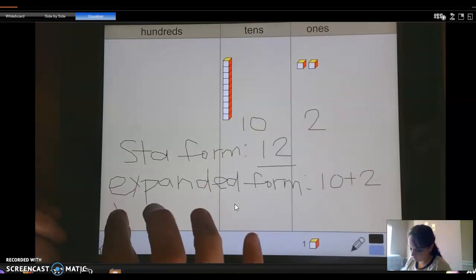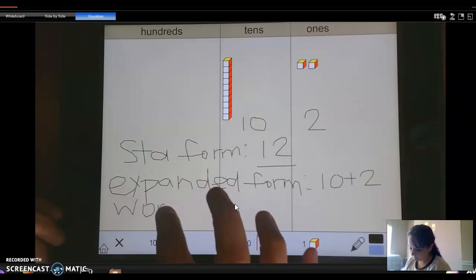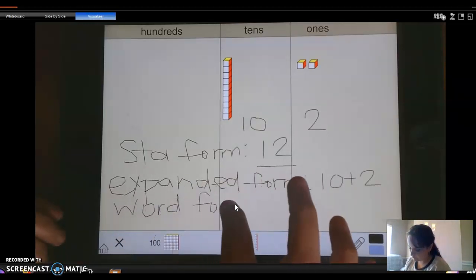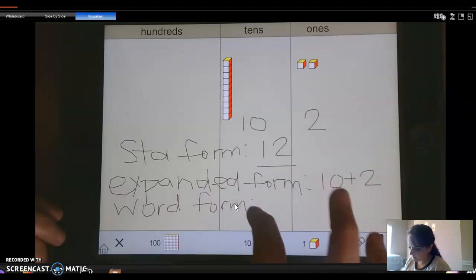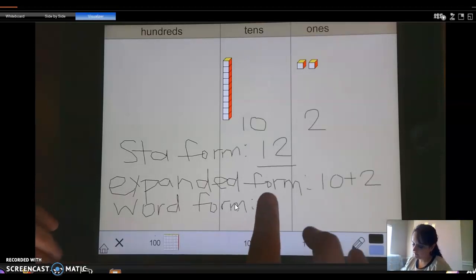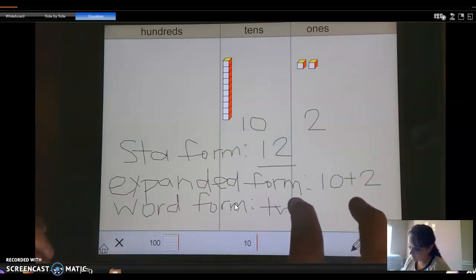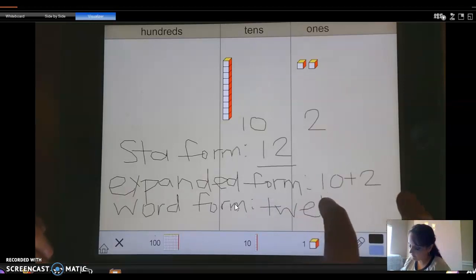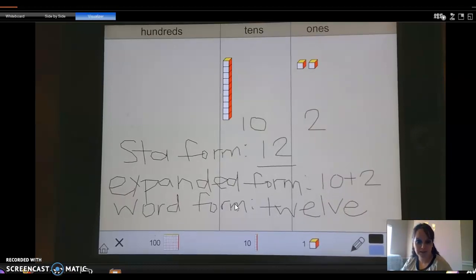And then word form is to spell out the number in words. Now in first grade, we're not going to focus on exact spelling because some of these words are harder to spell, but try your best to sound out those words. 12. Okay, are we ready for some practice on your own?